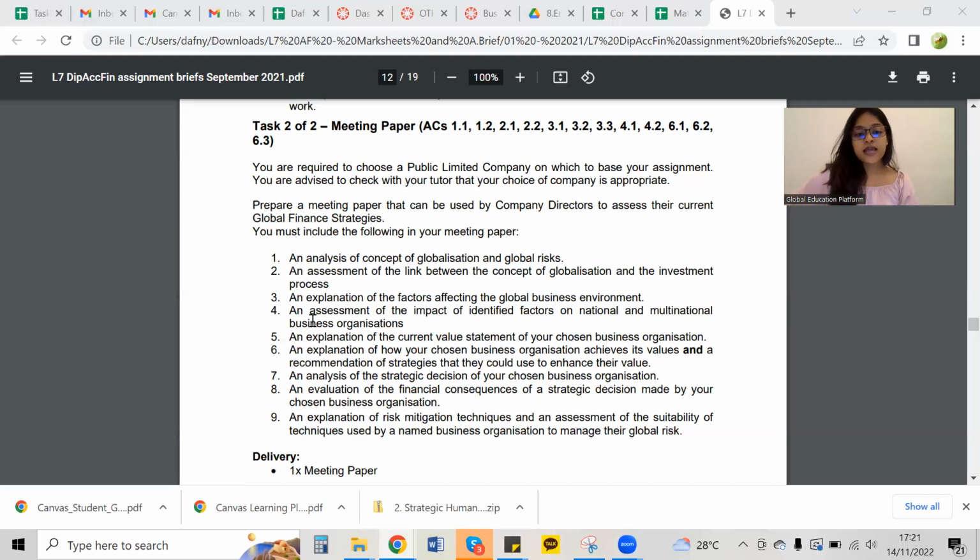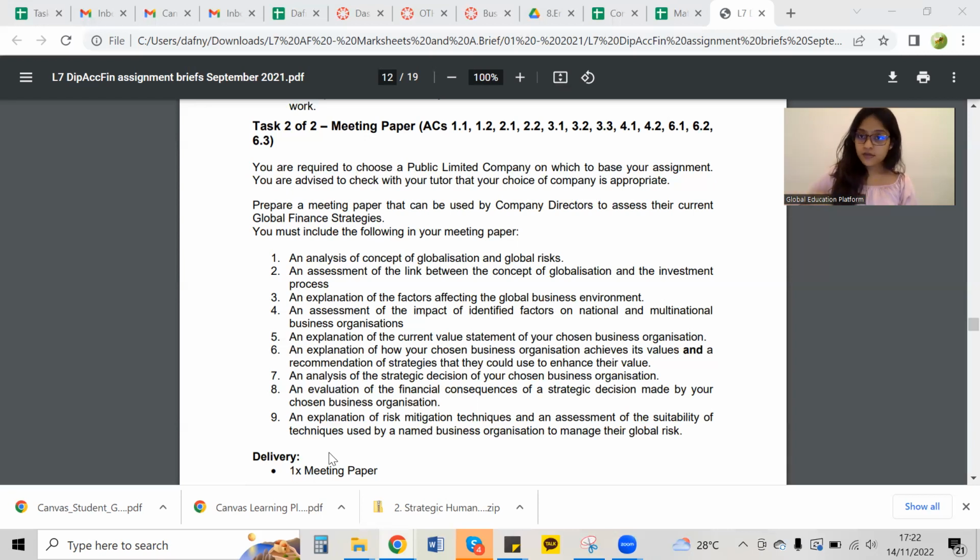The fifth point, an explanation of the current value statement of your chosen business organization. So we've spoken about the value, the importance of value, the vision and everything. So here you are going to first identify the value statement of the chosen organization, and you're going to explain on that, right? Then point number 6, an explanation of how your chosen organization achieves its values and a recommendation of strategies that could be used to enhance that value.